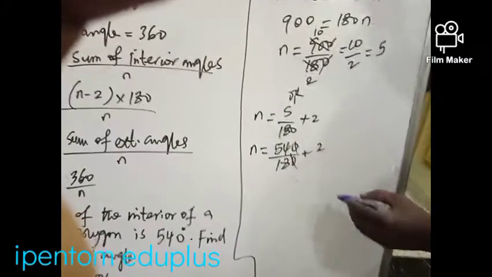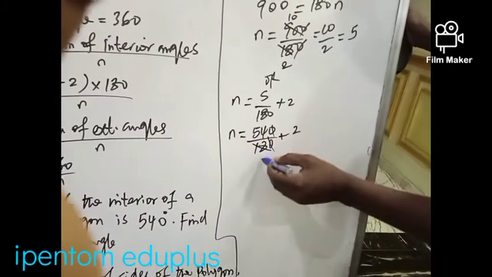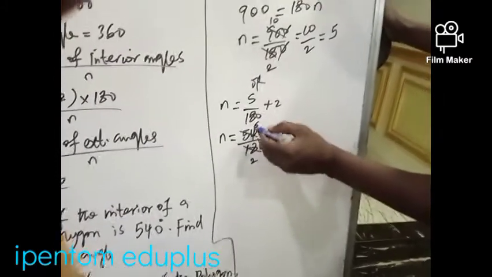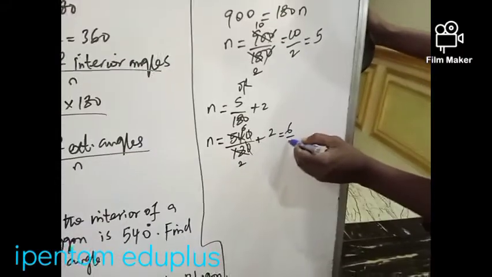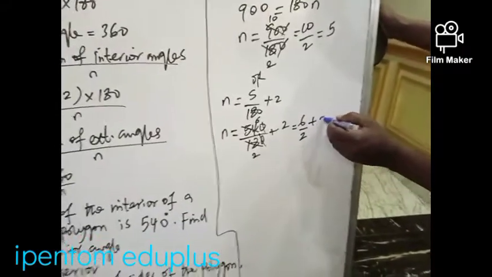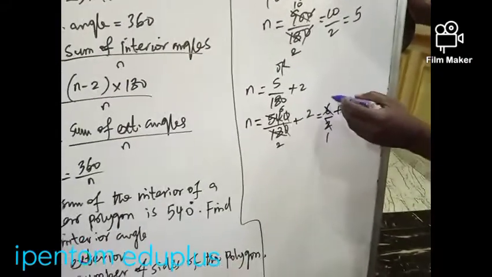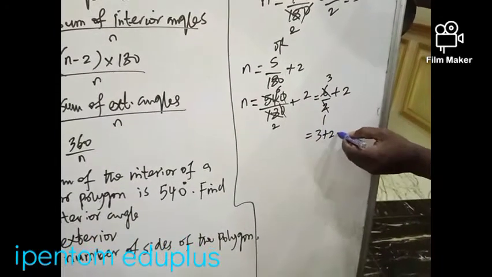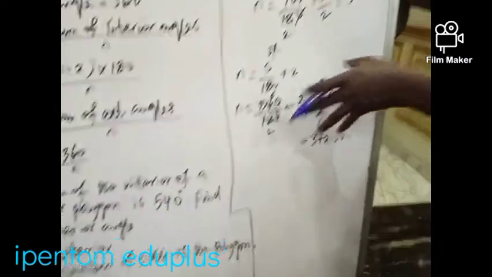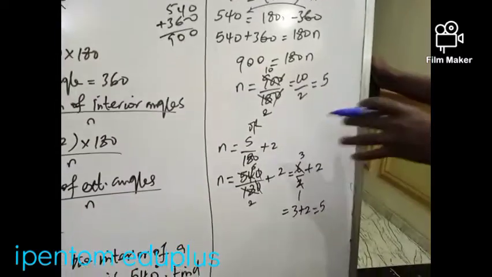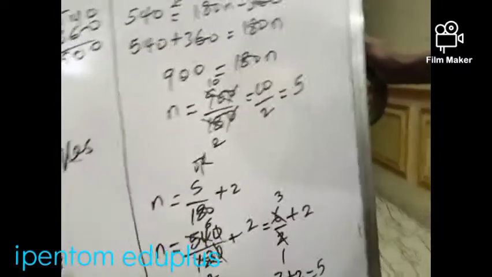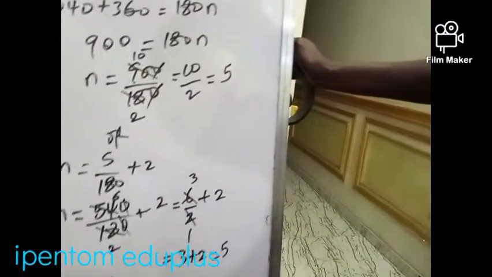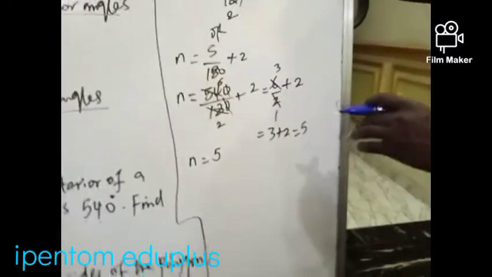This will cancel this. 9 can go here too. 9 here is 6. So 6 divided by 2 plus 2. 2 here 1, 2 here 3. If we add 3 to 2, we're going to get 5. So you can see that using this formula, we are still getting the same answer. That means our n is equal to 5, which represents the number of sides.